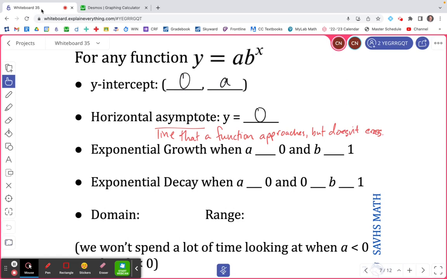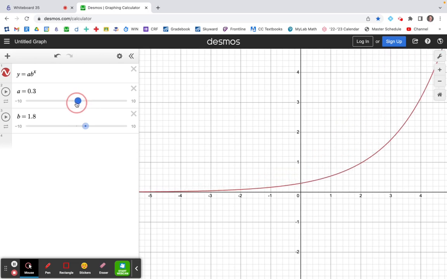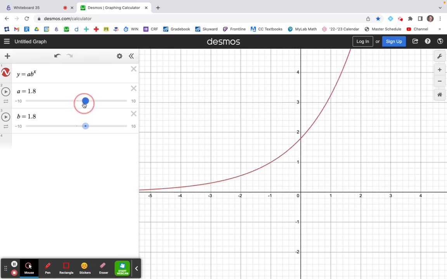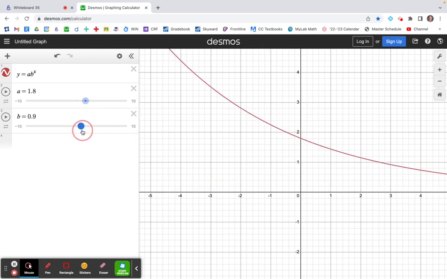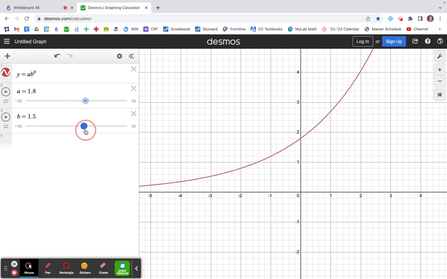Now I need to figure out when it is exponential growth. So I'm going to try to make my graph look like exponential growth again, and I notice that for any value of A, it doesn't really matter so long as A is positive. See how that's growing left to right? But then B is really what makes a difference. It becomes decay when B is below 1, and B makes it growth when B is greater than 1.